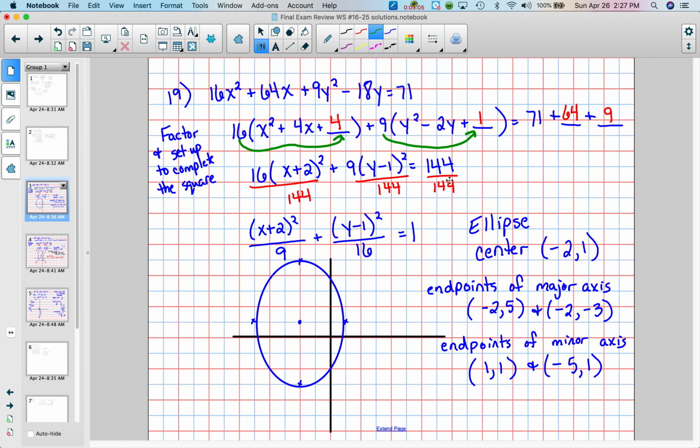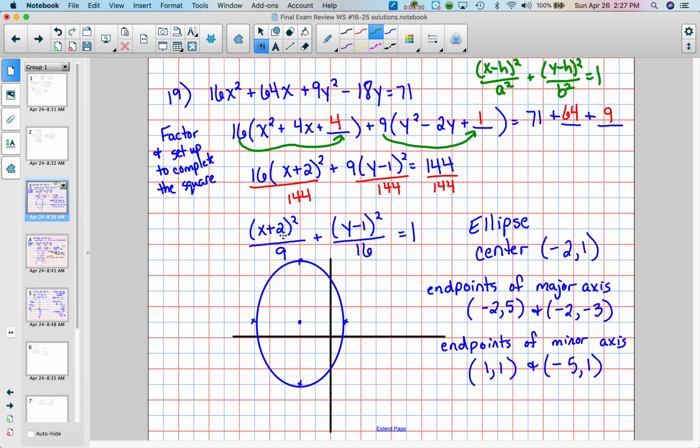But if you remember, the general equation is x minus h quantity squared over a squared plus y minus k quantity squared over b squared equals 1. So I needed this to be 1, so I divided by 144. So I do that to everything. So here is my equation. Because it's a plus in the middle, I know now that it's an ellipse.